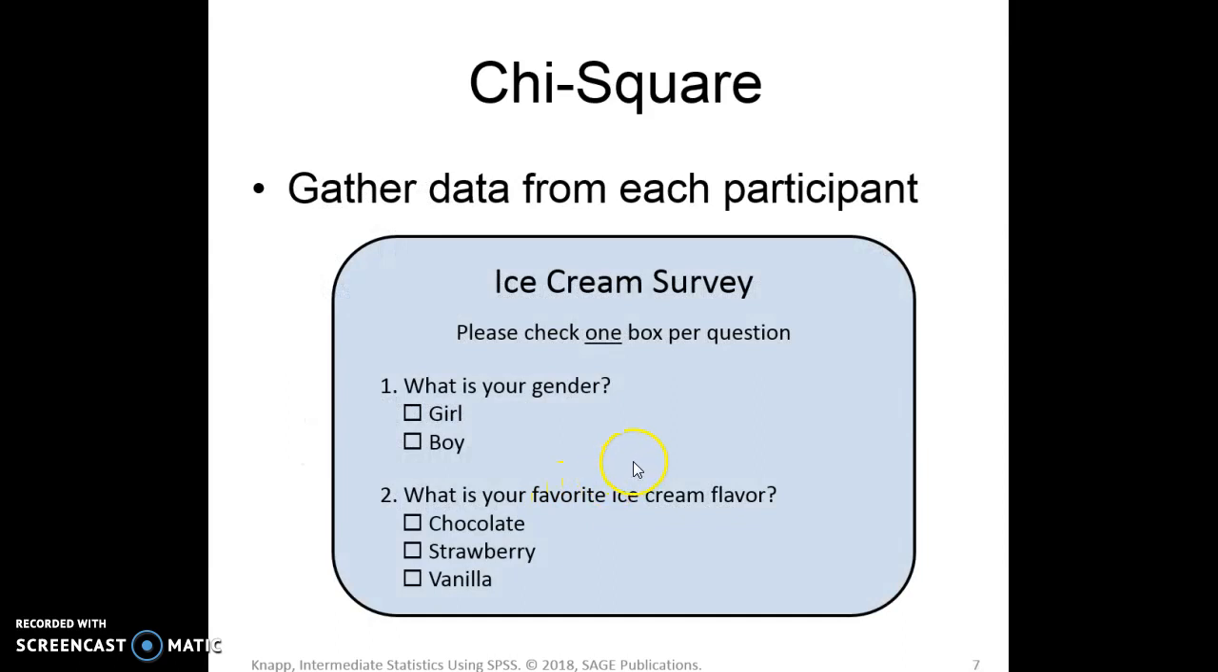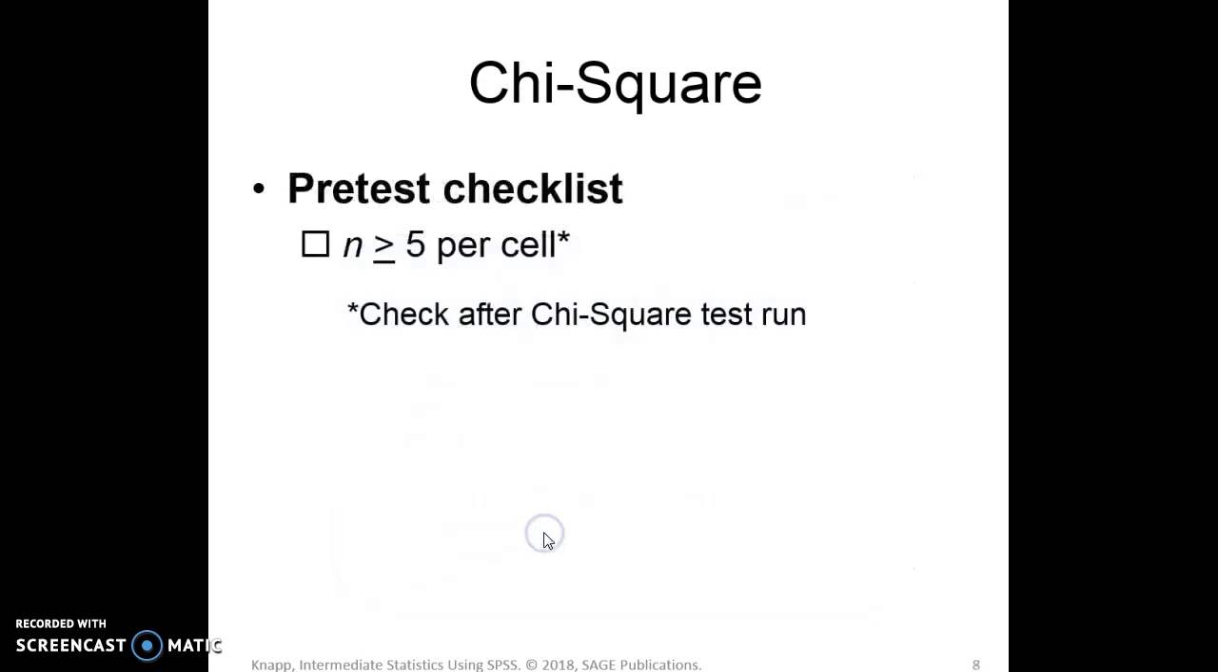Often we use surveys to gather data. And here's our survey for this particular chi-square demonstration. What is your gender, girl or boy? What is your favorite ice cream flavor, chocolate, strawberry, vanilla? And let's see what happens.